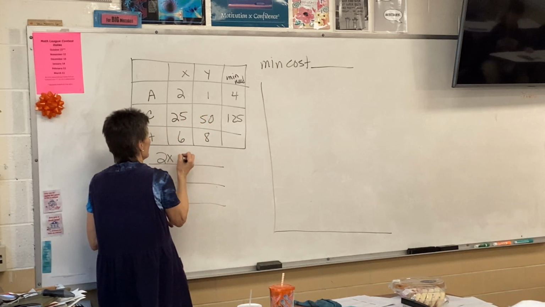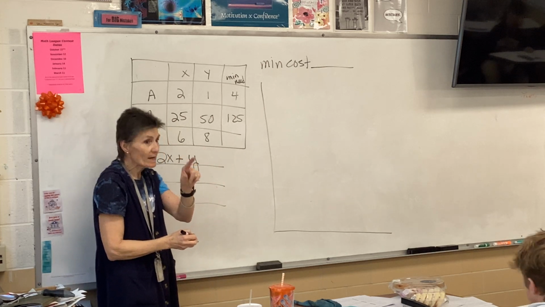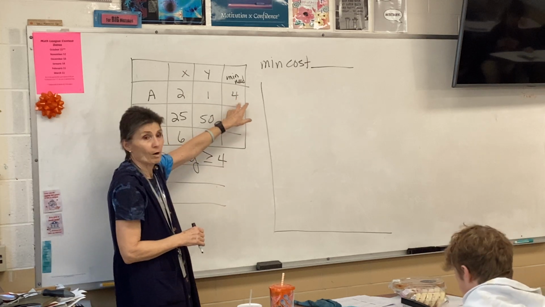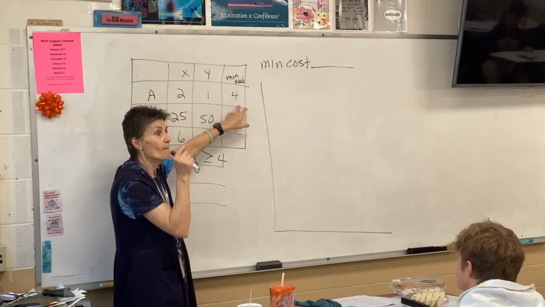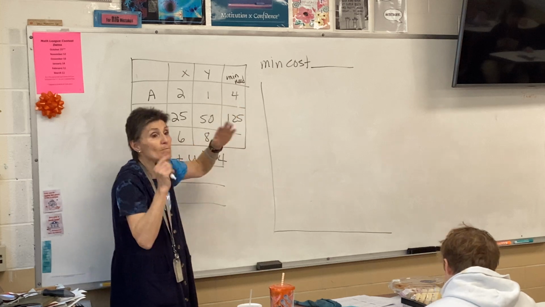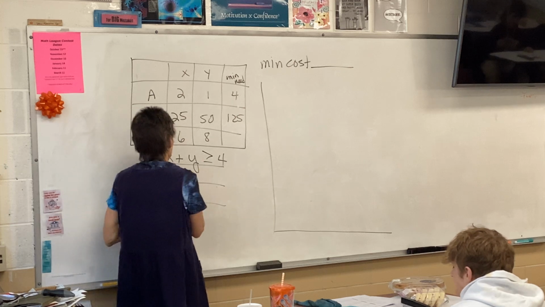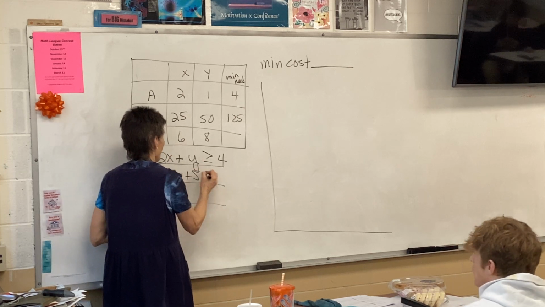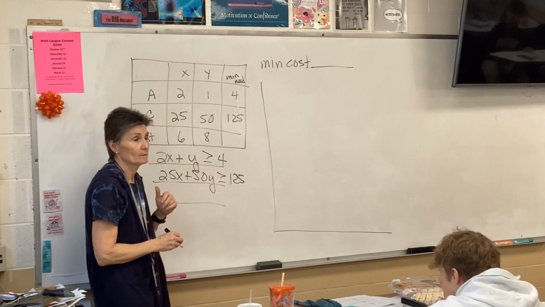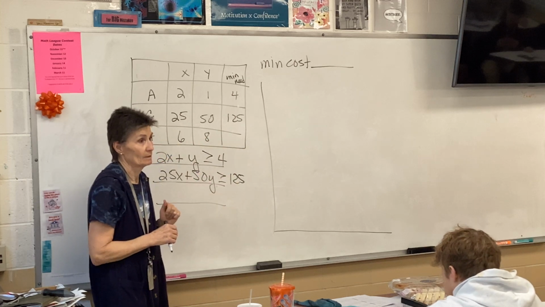2x plus 1y. Now, here's where you got to be careful. Greater than or equal to, because what is 4? 4 is the minimum need. 4 is the minimum need. He needs more than 4. Likewise, 25x plus 50y is greater than or equal to 125. Again, he needs more than 125.